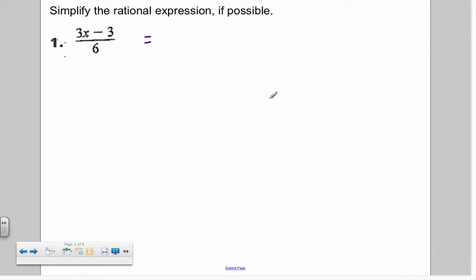If I look at the expression 3x minus 3, I can factor out a 3. When I do that, I'm left with 3 times x minus 1. Well, I want to think about the factors that I have here, and on the bottom I have a 6. Normally you wouldn't think about factoring that, but I want to be able to cancel something if possible. I could rewrite 6 as 3 times 2, and those are two factors of 6. When I do that, my factors of 3 will cancel out, and my simplified expression is x minus 1 over 2.